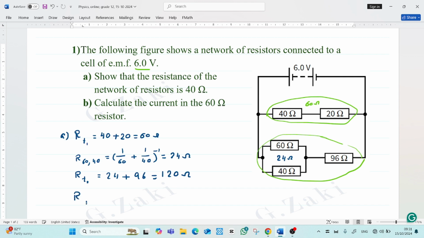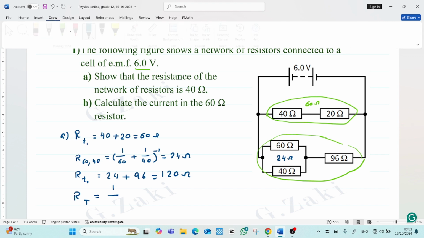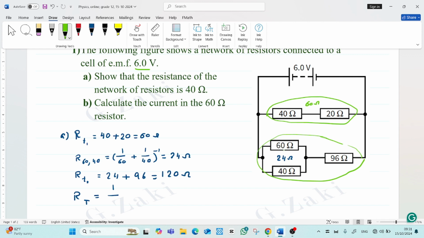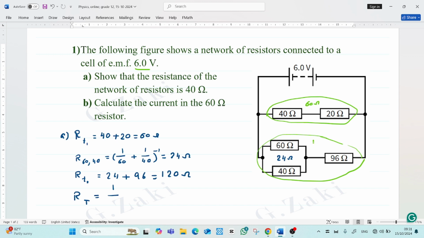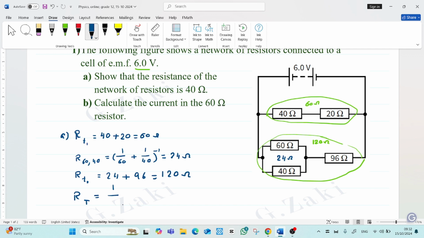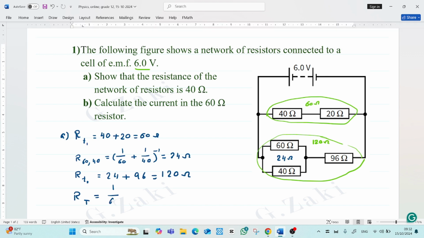Then R total for the whole circuit equals 1 over 60. Again, remember, the combination of 60, 40, and 96 is 120 ohms. Then R total for the whole circuit is 1 over 60 plus 1 over 120, all to the power negative 1, because they are in parallel. The answer is 40 ohms. So this is the first part: show that the resistance of the network is 40 ohms.